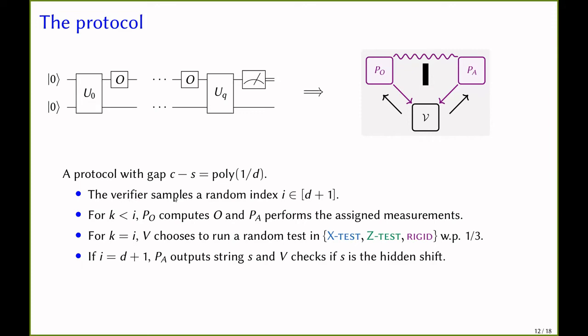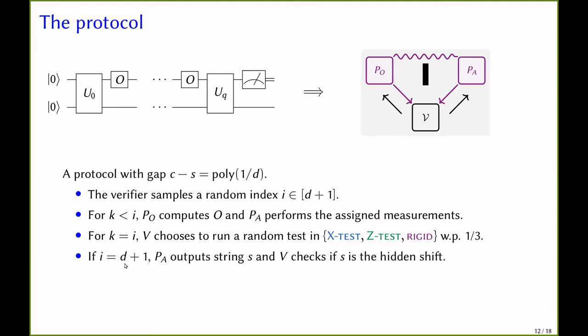Initially, the verifier chooses a random query i. For all but the i-th query, the prover PO performs the oracle query O, and the prover PA performs the unitary between the queries. And for the i-th query, the verifier chooses a random test to certify that PO actually performs the oracle query.